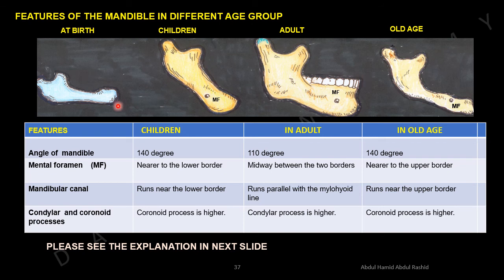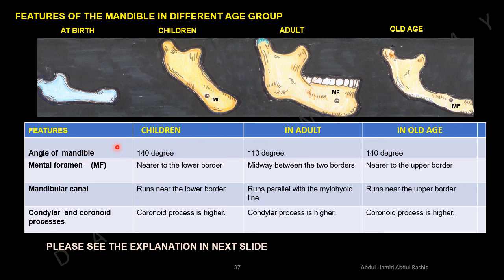Position of the mental foramen. In children, it is nearer to the lower border. In adults, it is about midway between the upper and lower borders, and in old age, nearer to the upper border. Mandibular canal. In children, it runs near the lower border. In adults, it runs parallel with the mylohyoid line, and in old age, it runs near the upper border.